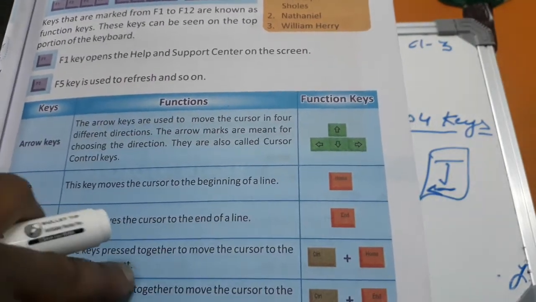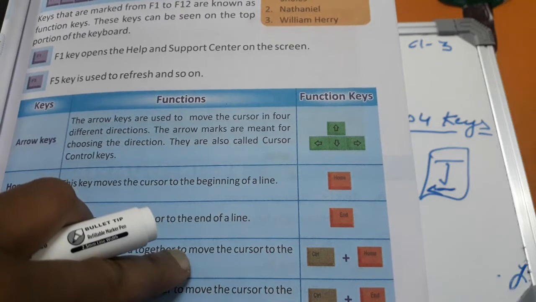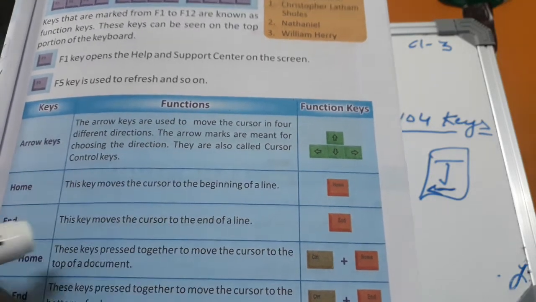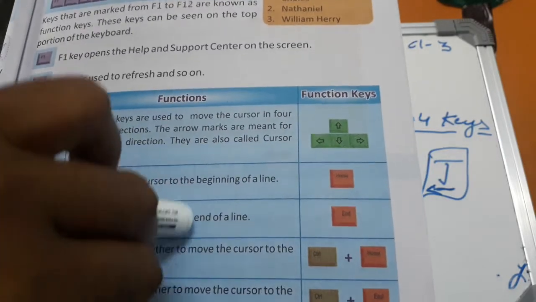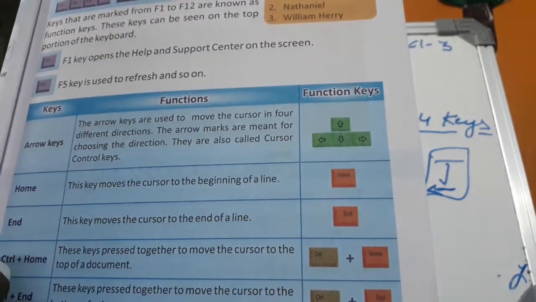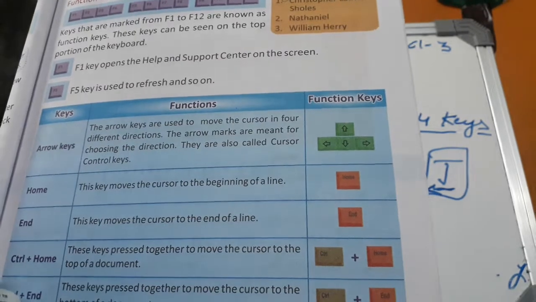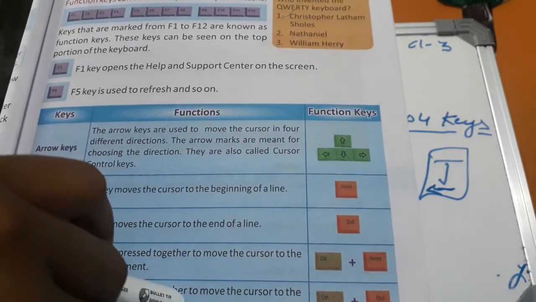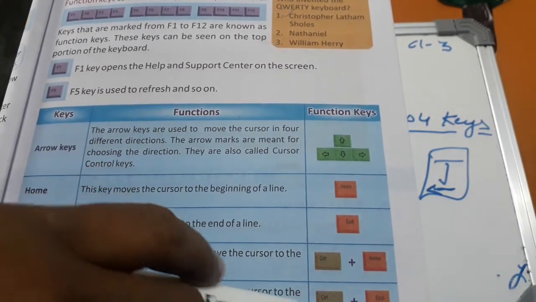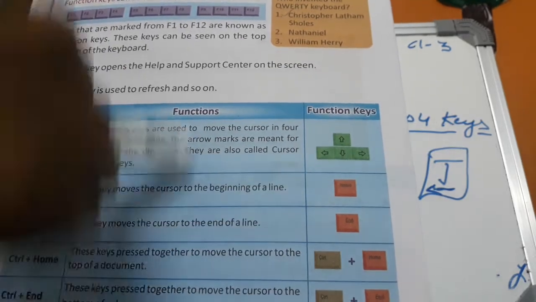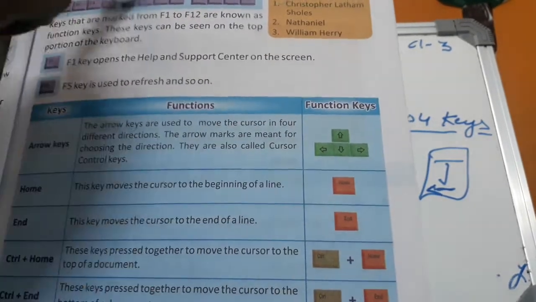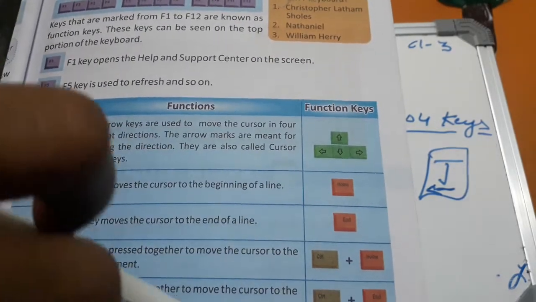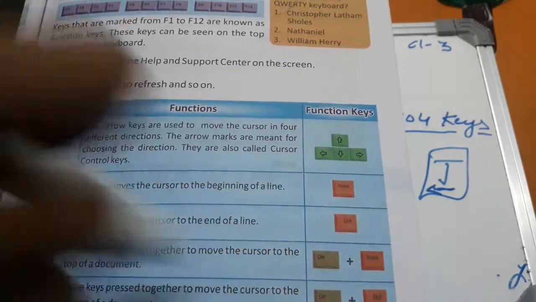Control plus home: these keys are pressed together to move the cursor to the top of the document. If you want to move to the top of the document, we use control plus home. Control plus end: these keys are pressed together to move the cursor to the bottom of the document. If we want to go to the end of the document, we use control plus end.